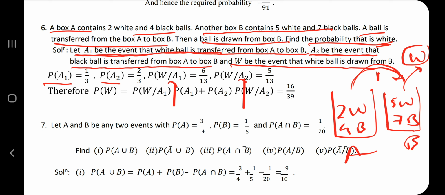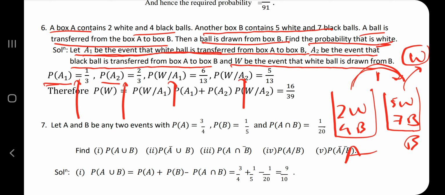Very simple. What is the probability of A1? A1 means a white ball is transferred. How many ways can you pick a white ball from here? How many balls are there in total? 6 balls are there. Among the 6, 2 balls are white. So 2 by 6 is the probability, which is nothing but 1 by 3. 1 by 3 is the probability that I can transfer a white ball. So P of A1 is 1 by 3.